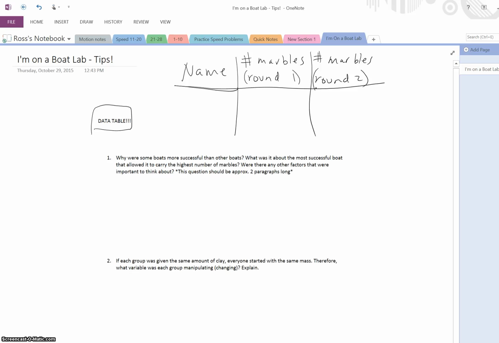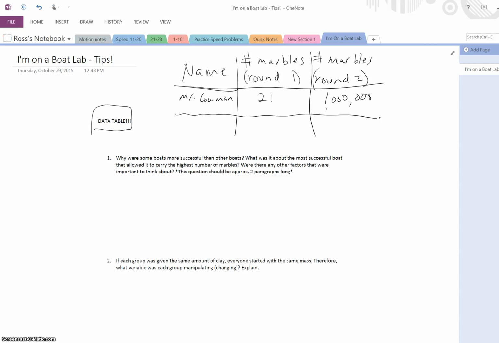Then you'll have group one's name, so like, Mr. Cowman. And then the number of marbles that I was able to put on my boat in round one and round two. Obviously a million, I won. That way it's very organized, and you'd have the next group's name right here going across, okay? So make sure that it is neat, it is organized. I think typing is the best way to do that, but I will leave that decision up to you.